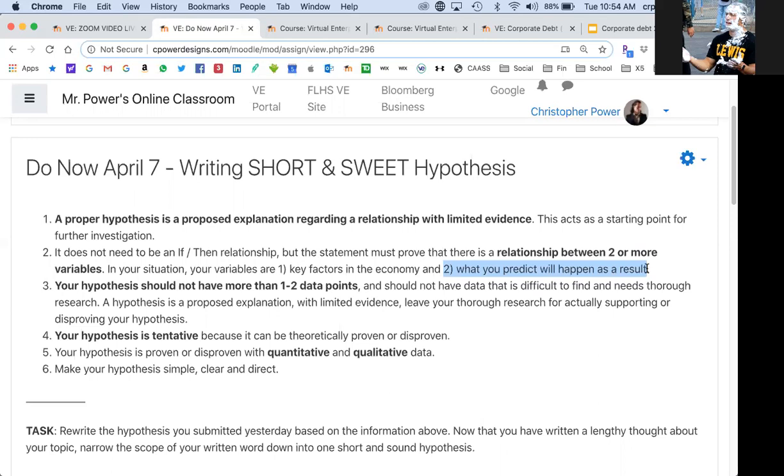Frida, what are your key factors? I think right now I might switch it to the currency exchange rate and corporate debt instead of what I had before. Okay, so currency exchange you're talking about? Yes. So, and what is your prediction? My prediction is that the corporate debt rate that we have right now will affect the U.S. currency and that it will weaken it during 2020.